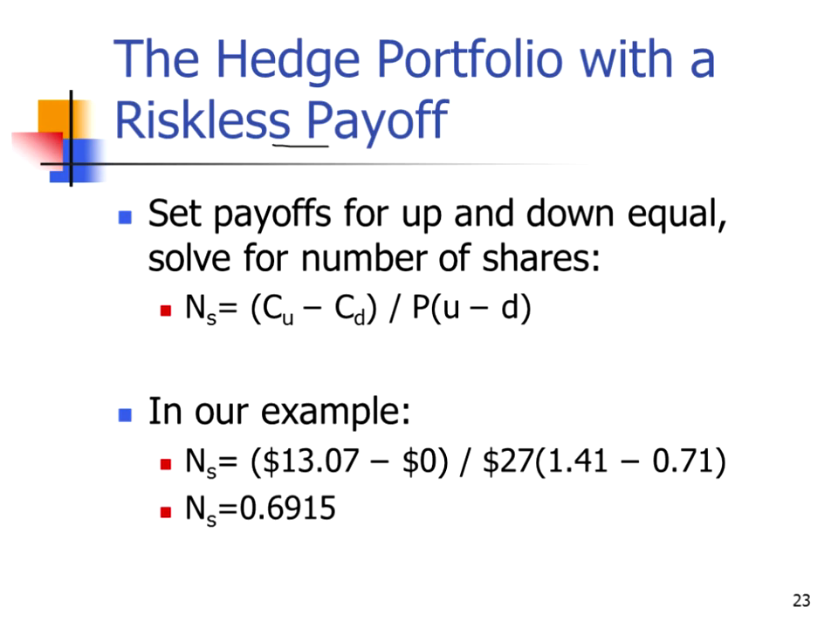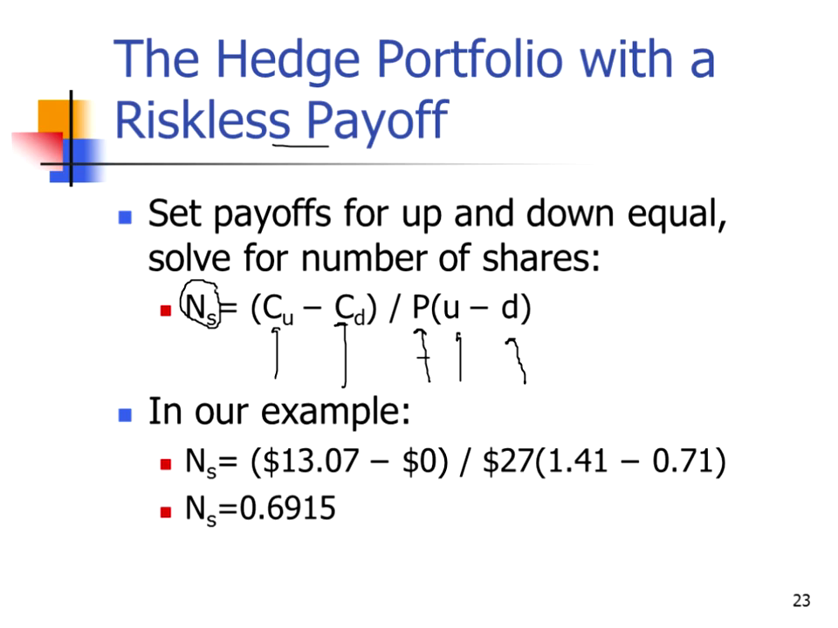So to create a hedge portfolio with a riskless payoff, you would set payoffs for up and down equal, solve for the number of shares, and that would give you NS, which is the number of shares you would have to keep to create that perfect portfolio that's going to hedge your situation. So this would be up payoff minus the down payoff divided by the price of the share, multiplied by up factor minus the down factor.